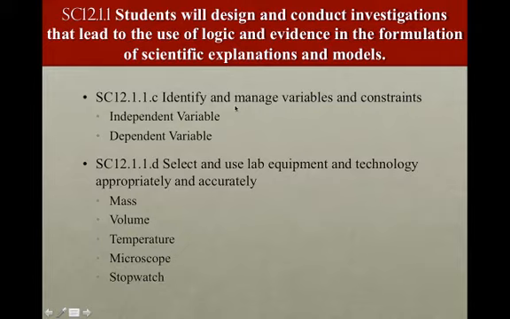Okay, C. Identify and manage variables and constraints. This is where we get the independent and dependent variable. So the independent variable is the variable that you manipulate. So you are changing that variable, and then you're measuring what happens to the dependent variable based on what you did to the independent variable.